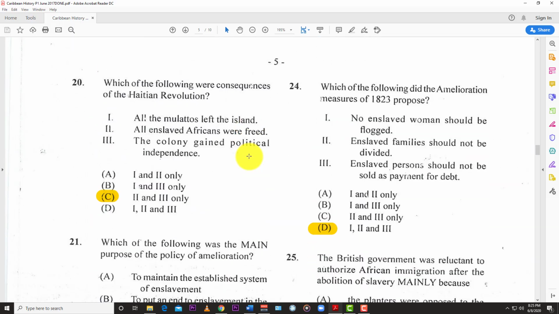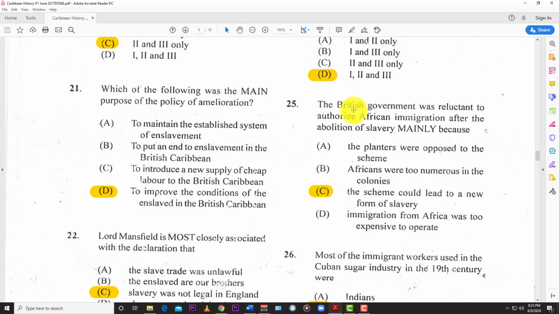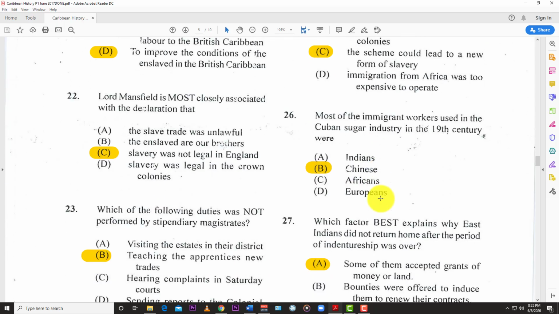Number 24. Which of the following did the amelioration measures of 1823 propose? So we have some options here. No enslaved woman should be flogged. Enslaved families should not be divided. Enslaved persons should not be sold as payment for debt. And so the answer is D, all of the above. Number 25, the British government was reluctant to authorize African migration after the abolition of slavery, mainly because C, the scheme could lead to a new form of slavery.